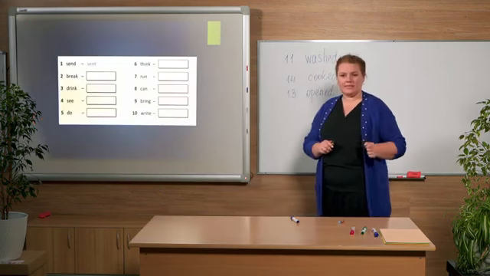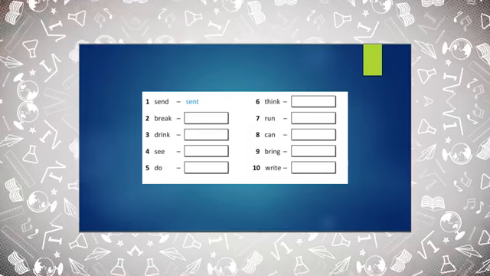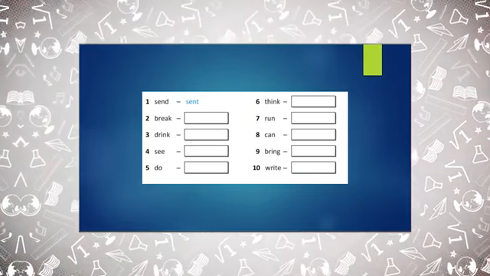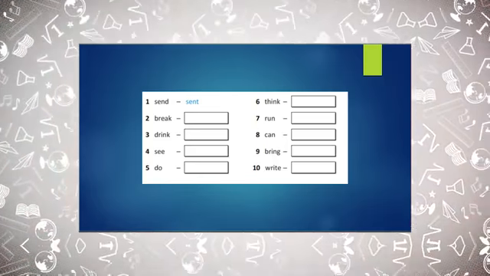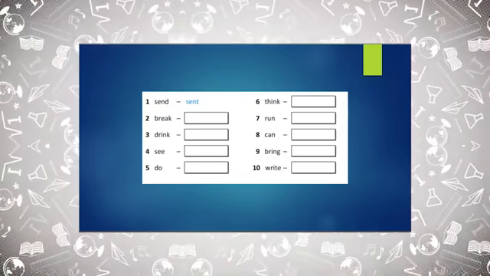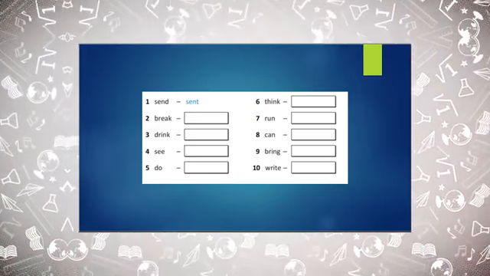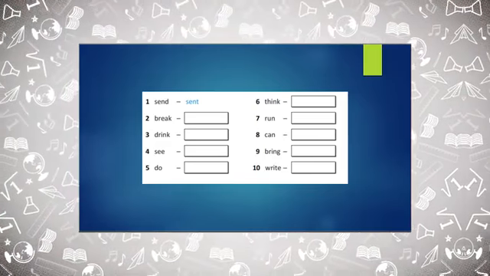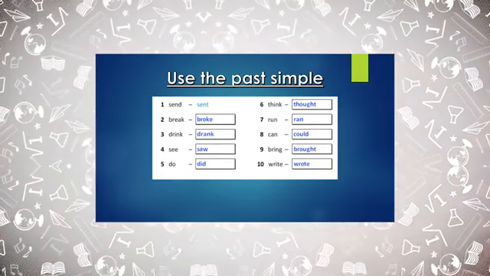Now, let's have a look at these examples. Number 1, send, in the past, sent. Number 2, break, broke. 3, drink, drank. Number 4, see, saw. Number 5, do, did. Number 6, think, thought. Number 7, run, ran. Number 8, can, could. And number 9, bring, brought. And 10, write, wrote. So check the spelling. Do you have the same or different?